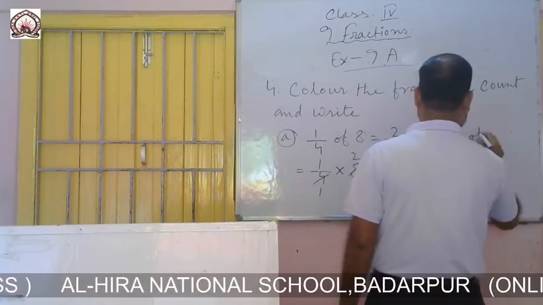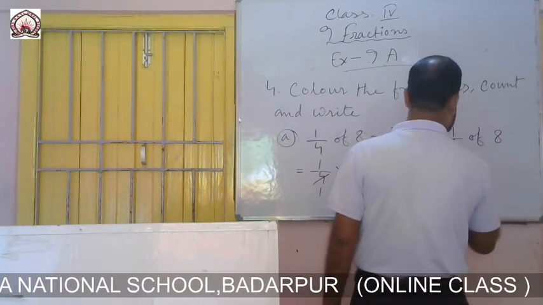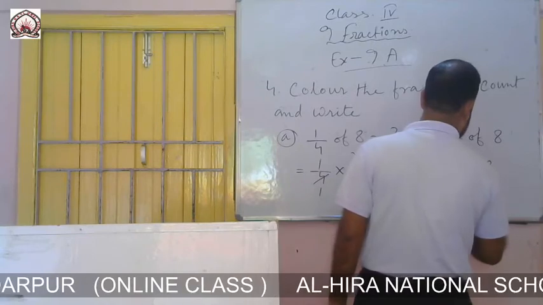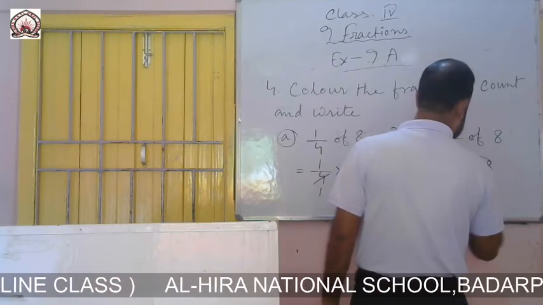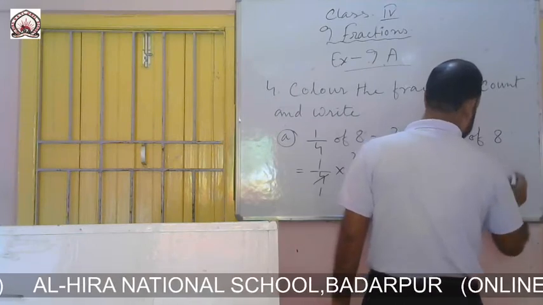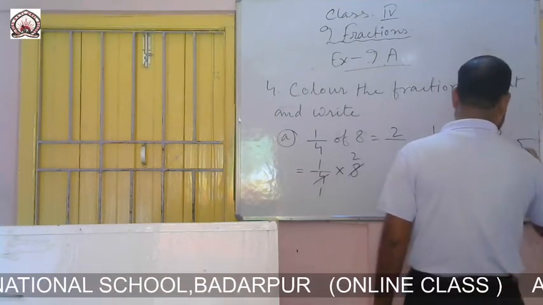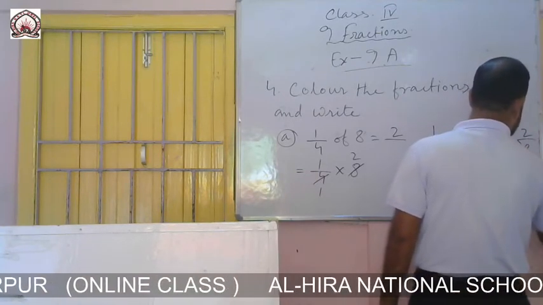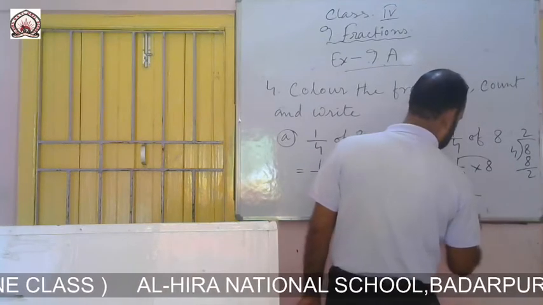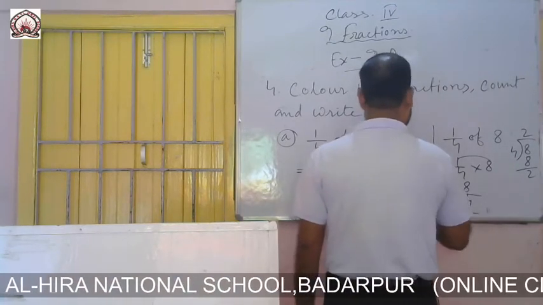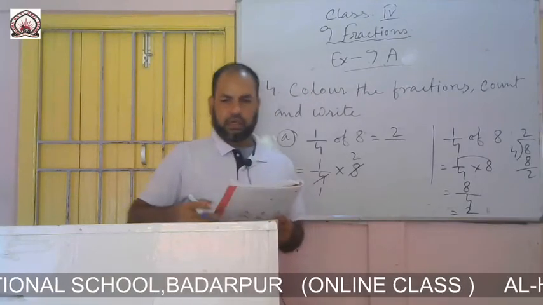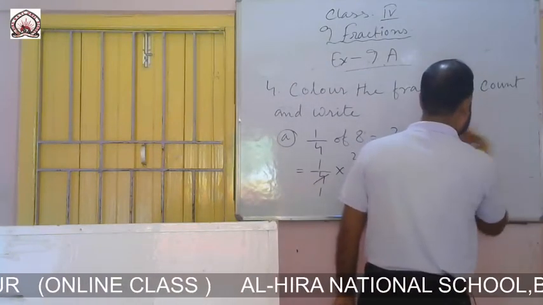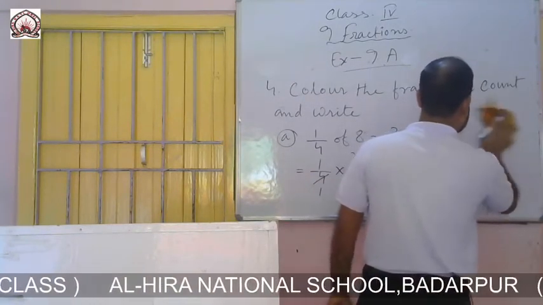1/4 of 8. That means 1/4 into 8. 8 1 is 8 and 4. If we divide 4 into 8, 4 2s are 8. So answer is 2. Answer is 2. So 2 triangles you have to shade or color.